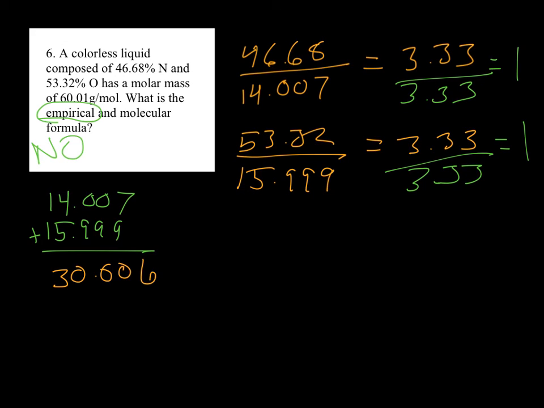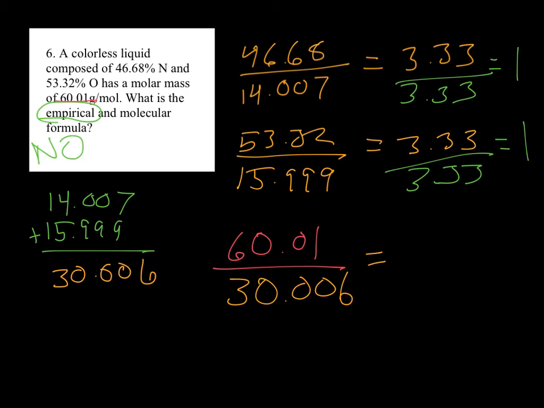So then to find my molecular formula, I take the mass that they gave me in the problem right here, 60.01, divide that by the mass of my empirical formula, 30.006, and you should notice that 60 divided by 30 is pretty much 2. So then for my molecular formula, I'm going to take my empirical formula and multiply by 2. So that gives me N2O2. And so that's my molecular formula and empirical formula for that problem.